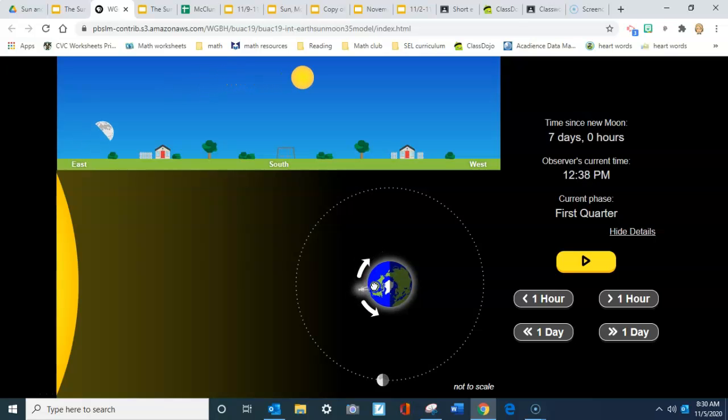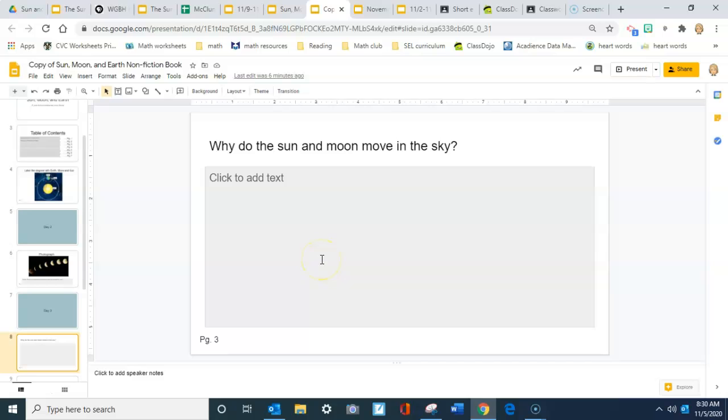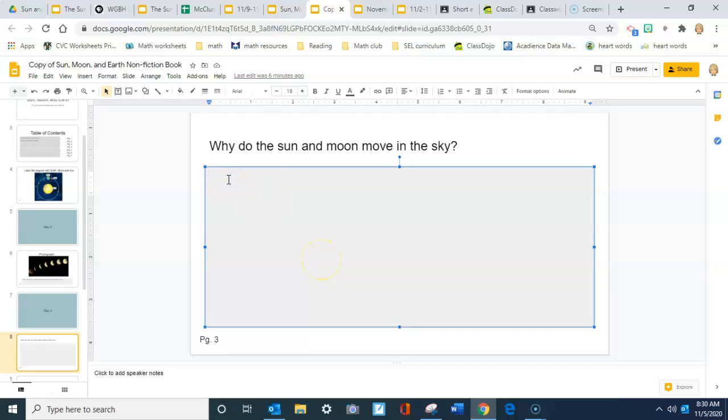All right, so I want a good sentence, at least one sentence. You could actually write a couple sentences about this to really explain to your reader why the sun and the moon move in the sky. So you'll click in the text box. I want to see complete sentences. You need to start with a capital letter. You need to end with a period. Think about what you are writing.